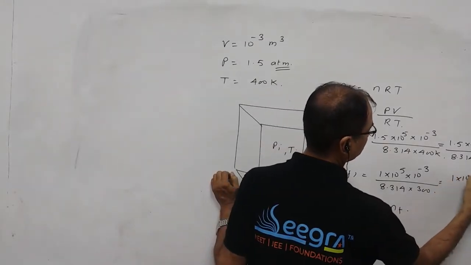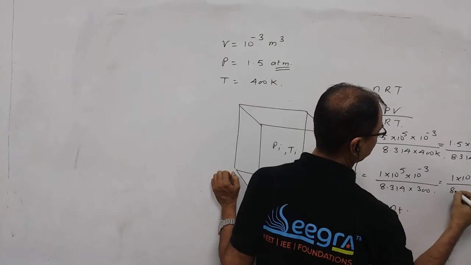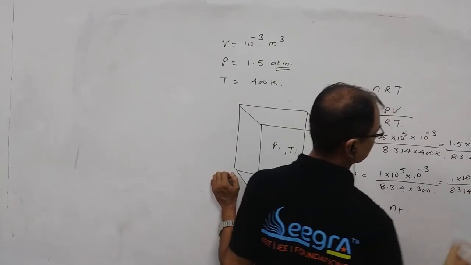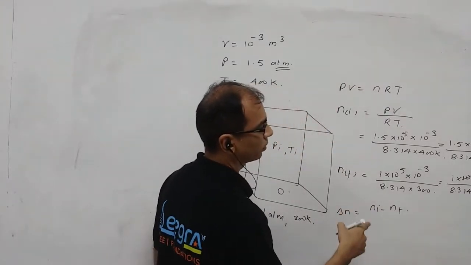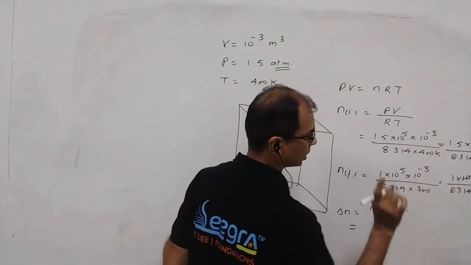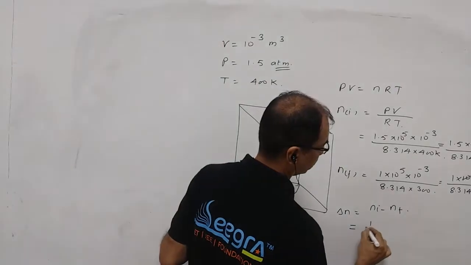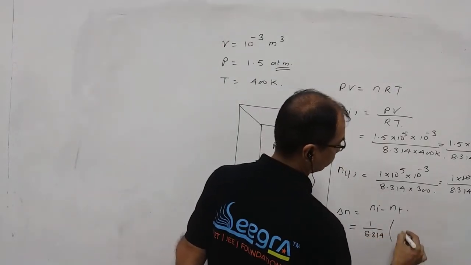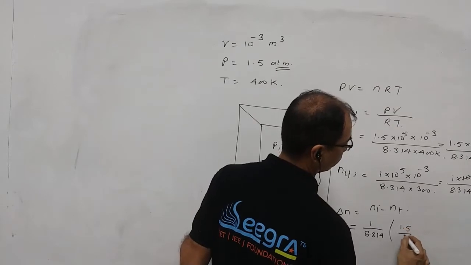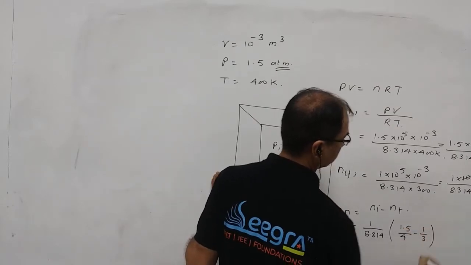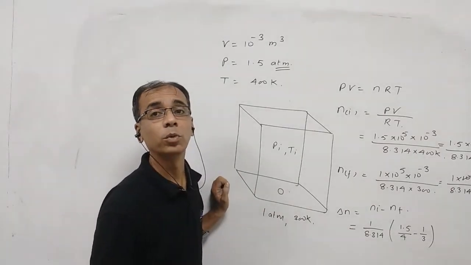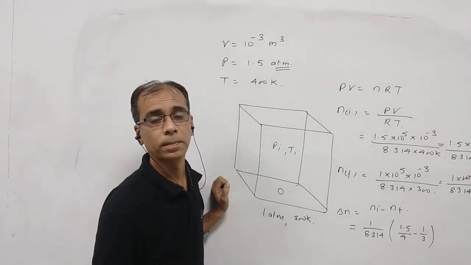1 into 10 to the power 2 by 8.314 into 300. Again, this and this get cancelled. So what we have, this 8.314, that is R, is common. So 1 by 8.314 outside, then you have 1.5 by 4 minus 1 by 3. This is delta N, the number of moles that has gone outside.